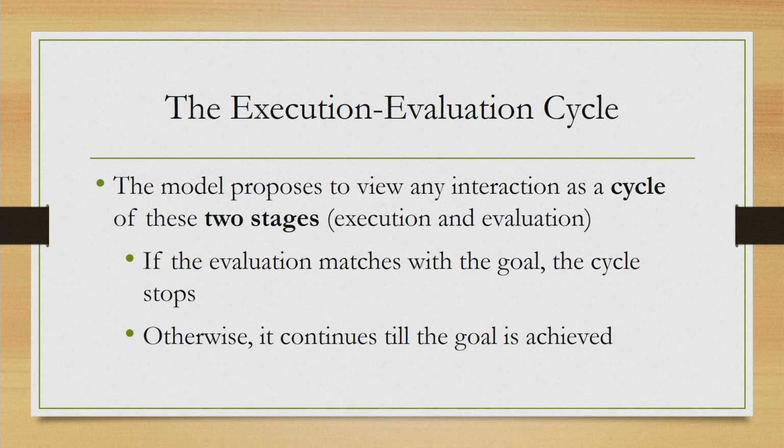Another thing is the 7 actions are divided into 2 broad groups, the execution stage and the evaluation stage. In the execution stage, there are 4 actions. First, we formulate a goal to achieve. Second, we formulate our intentions on how to achieve the goal. Third, the intention is translated to real world actions that need to be done to achieve the goal, and finally, we actually perform those real world activities.